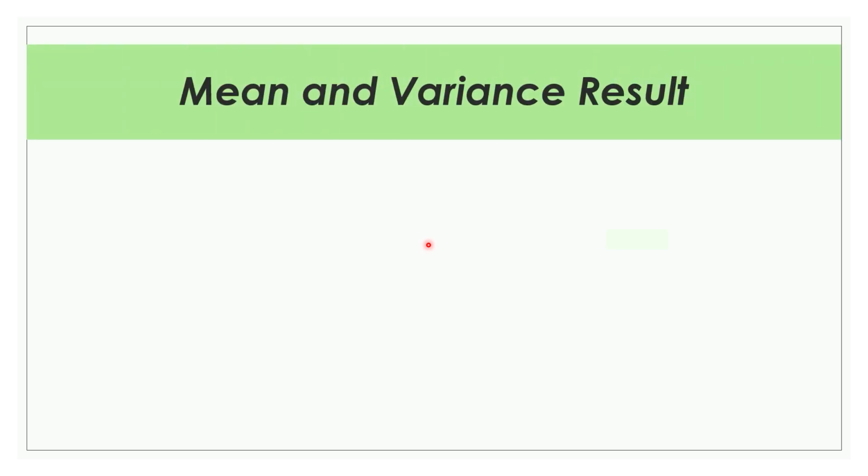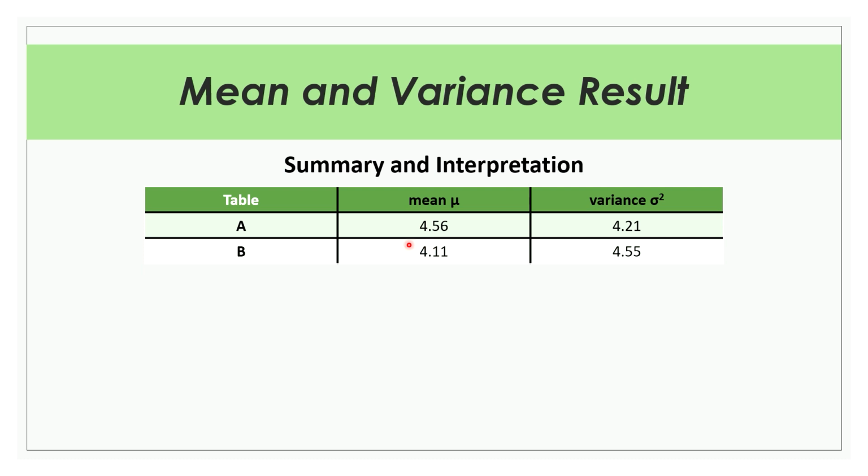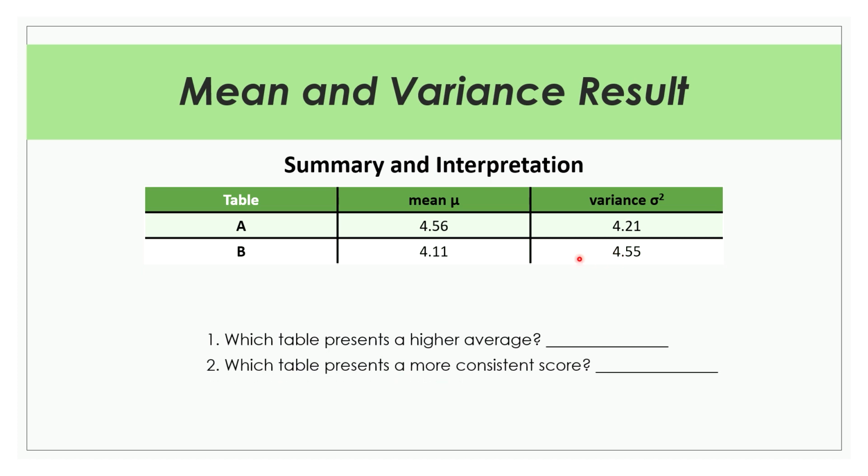So based on the results of the mean and variance, the following statements can be concluded. So mean and the variance results. So summary and interpretation. Table A has a mean of 4.56 and table B has a mean of 4.11. And table A has a variance of 4.21 and table B has a variance of 4.55. So the question number 1, which table presents a higher average? And then the question number 2 is, which table presents a more consistent score?